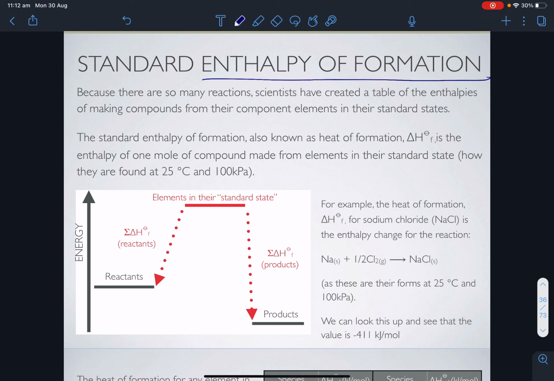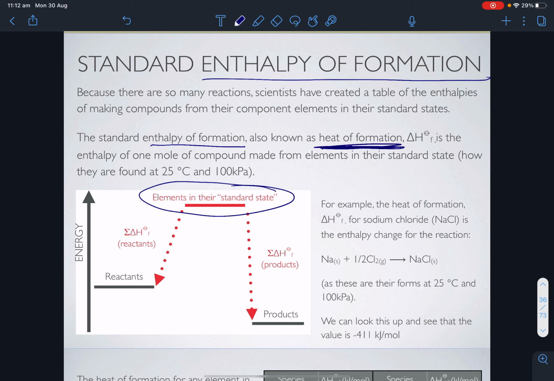So what we're doing is, we're agreeing as chemists, we're going to have an energy that's measured for every kind of compound that we know of, and we're going to measure the energy that it takes to make that from its standard state, in inverted commas there, which we'll define, okay? Because there are so many reactions, scientists have created a table of enthalpies of making compounds from their component elements in their natural states.